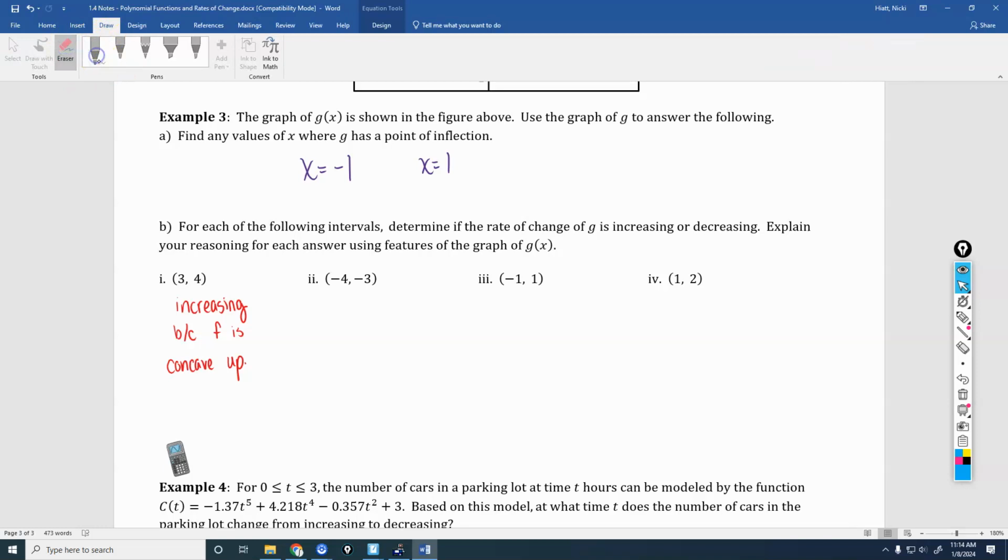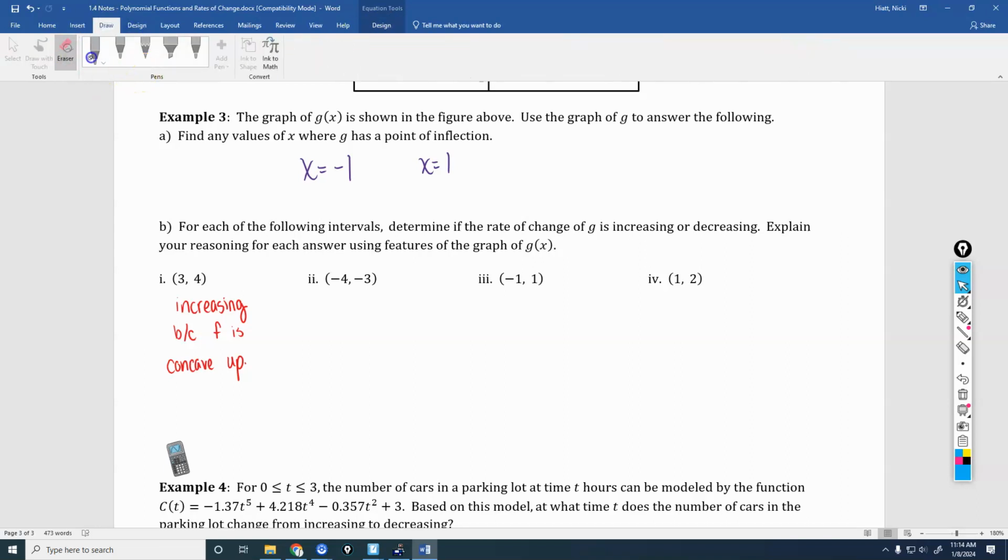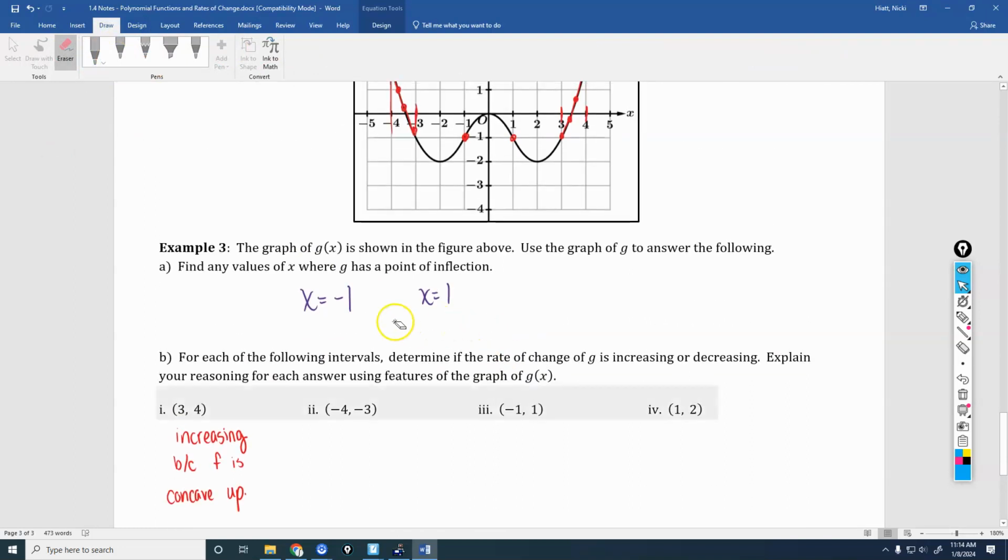Why is it not letting me draw? Why is it doing this to me? Okay, it's not going to let me write. We're just going to have to talk about it, and you guys can write it down.